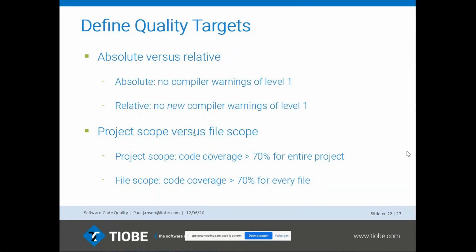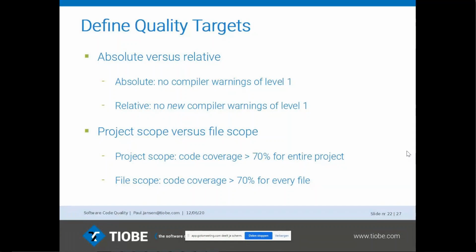Another important one is, what is the scope of your quality target? That also really has impact. I can tell you by showing you an example. Suppose you look at project scope, this one says code coverage should be at least 70% for the entire project. Now let's first go to the next one, file scope. File scope means code coverage should be more than 70% for every file. Now, what's the difference? It might seem very small, but in fact it's huge.